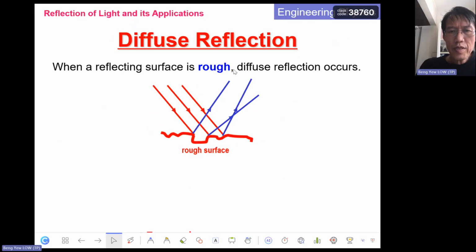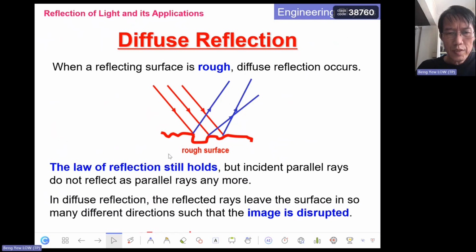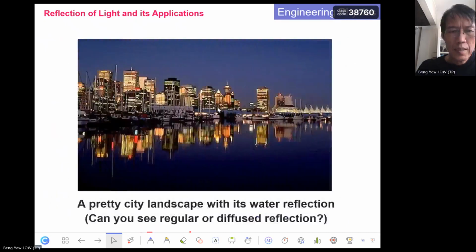The second type of reflection is called diffuse reflection. In diffuse reflection, the reflected rays leave the surface in so many different directions that the image is disrupted. However, the laws of reflection still hold. It's just that parallel rays do not reflect as parallel rays anymore. An example of diffuse reflection is the image of the city in the water. Because air above the water is constantly moving, the water surface is not smooth, leading to a diffuse reflection and an unclear image of the city.